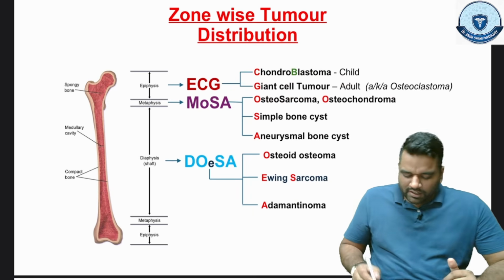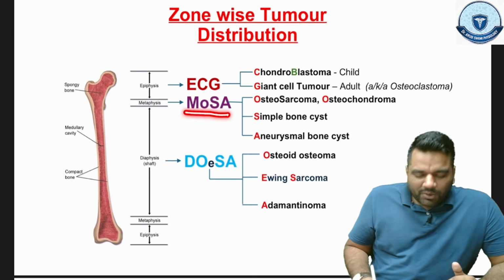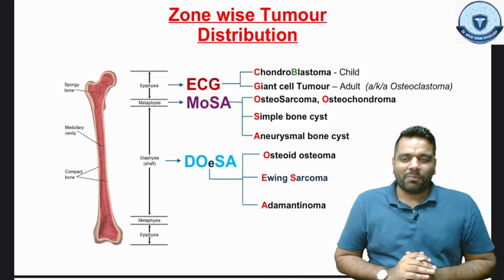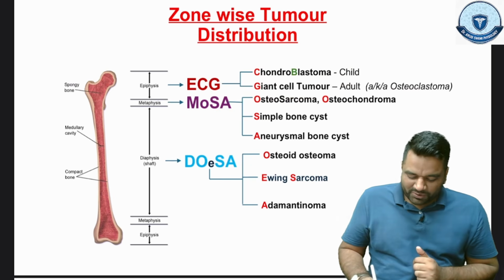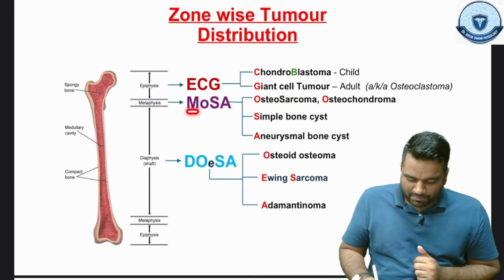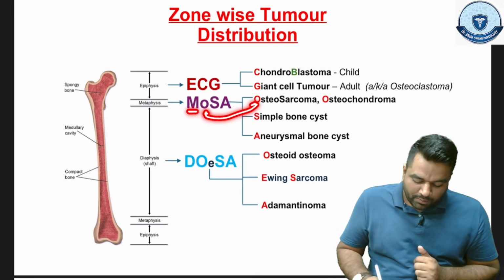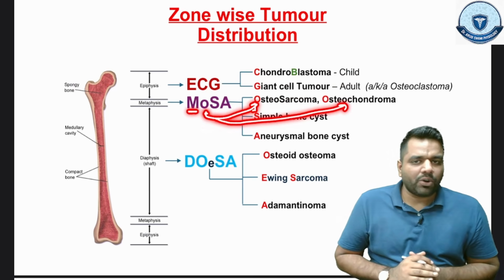Okay. Now coming to the metaphyseal tumor, the mnemonic to remember is MOSA, right? MOSA. So what is the MOSA? MOSA में M है metaphysis, O is osteosarcoma and O is osteochondroma.